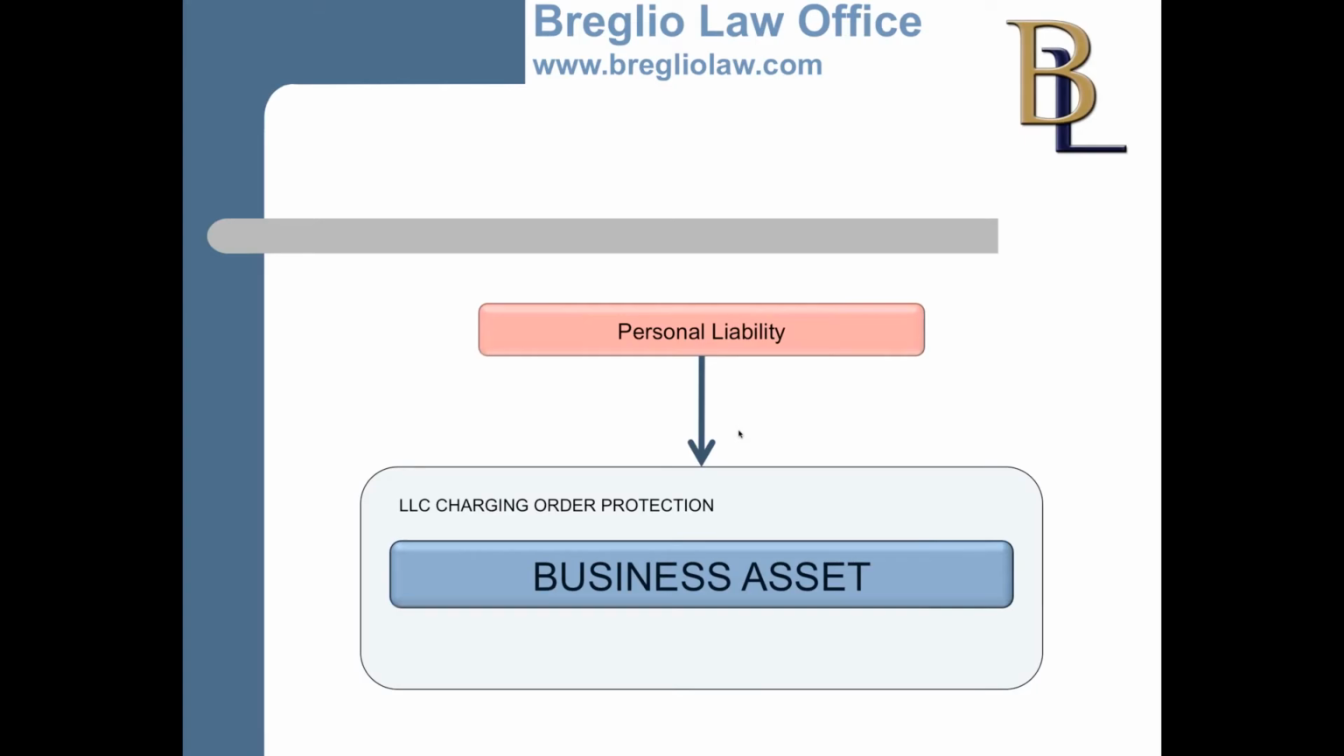Now, here's the other way around. This is personal liability. So this is when you might be in a car accident or a personal debt or something like that, and you're being sued as an individual, and they're going to go after anything you own. And what the court is looking at is like, wow, this person owns a business, and this business has a lot of assets.